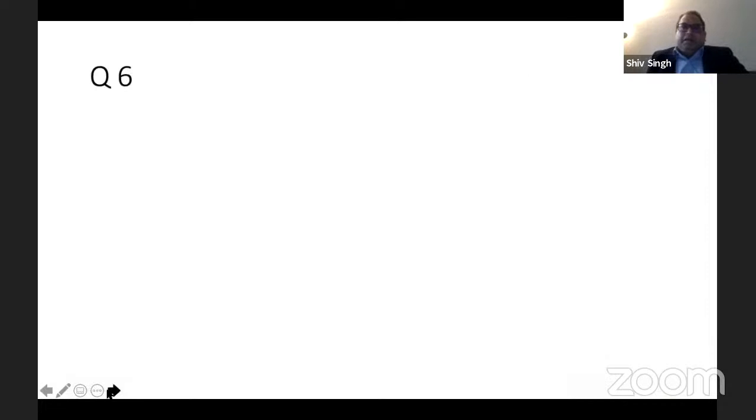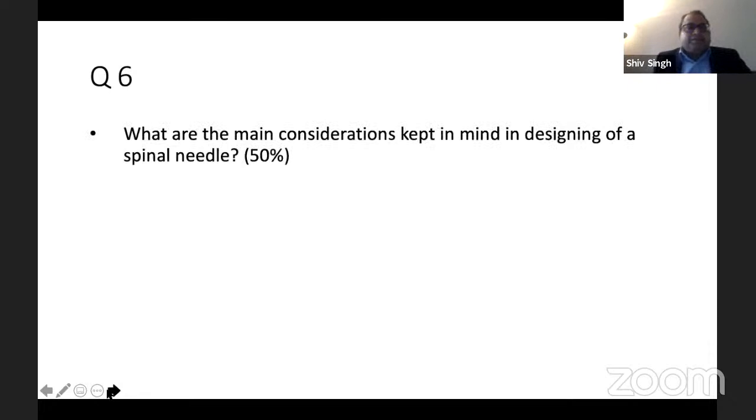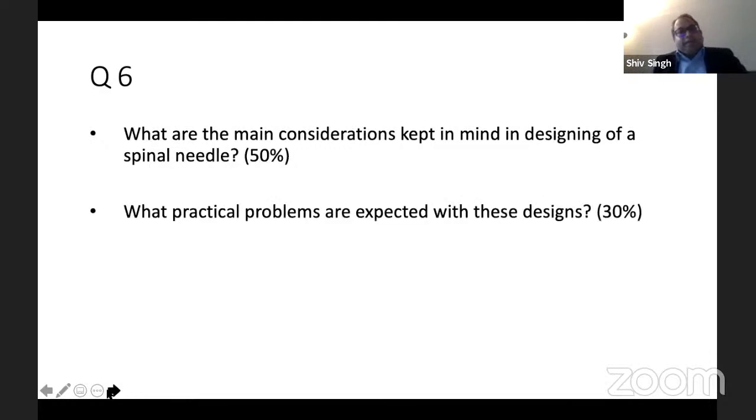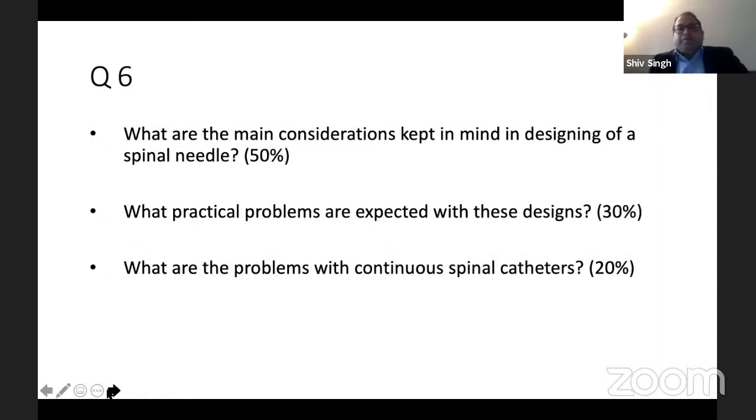Coming to the last question of the day, and this is on spinal needles. What are the main considerations to keep in mind in designing a spinal needle? What practical problems are expected with these designs? And what are the problems of continuous spinal catheters? So we have 50% marks for designing of the needle, 30% marks for the practical problems expected with the design, and 20% for the question on spinal catheters.